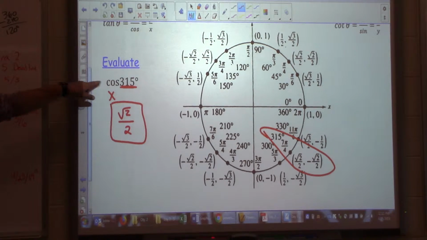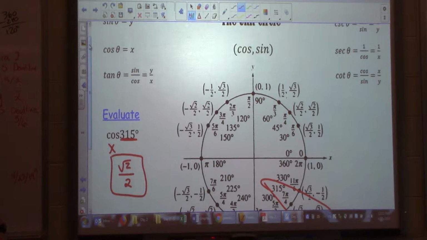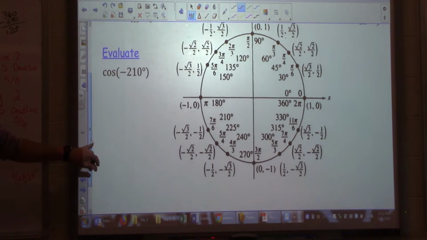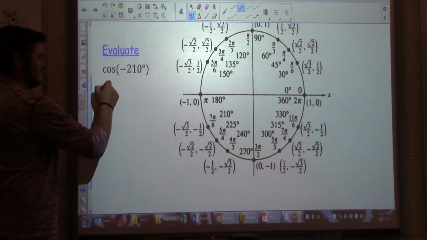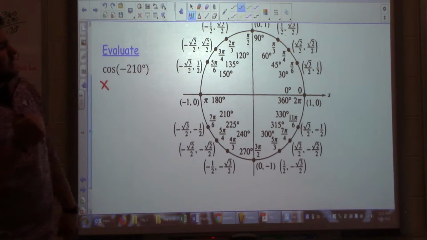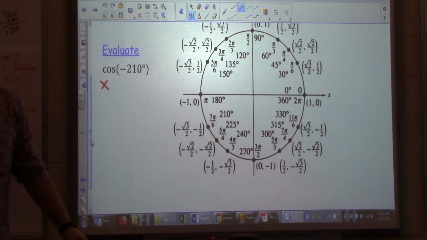Because we know we're looking for the cosine, which is our x value. Okay? Alright, we're going to try number 2. Cosine of negative 210 degrees. Cosine means I'm looking for x again. On my unit circle, does it have negative degree measures? No, so I should probably find the positive degree measure for negative 210.